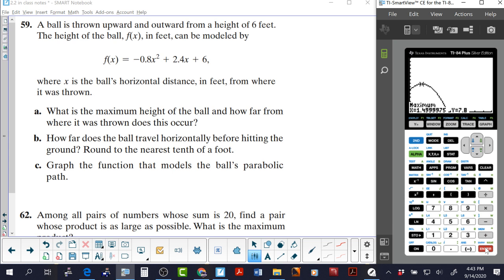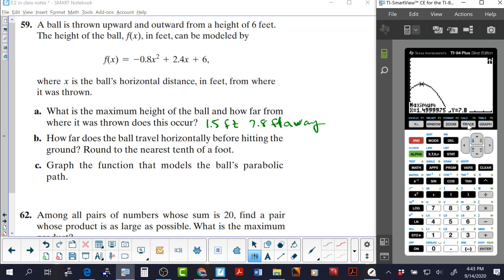1.5, what is the maximum height? 1.5, let's see, I think everything's measured in feet here. Feet, and then 7.8 feet away. How far does the ball travel horizontally before hitting the ground, to the nearest tenth of a foot?